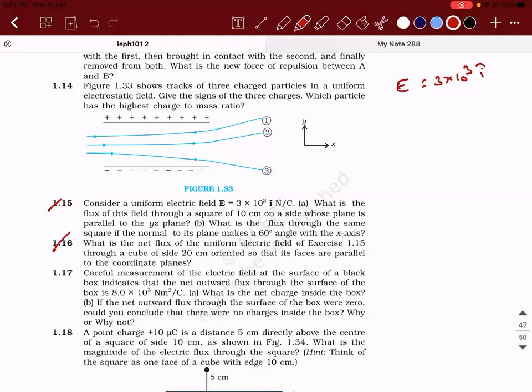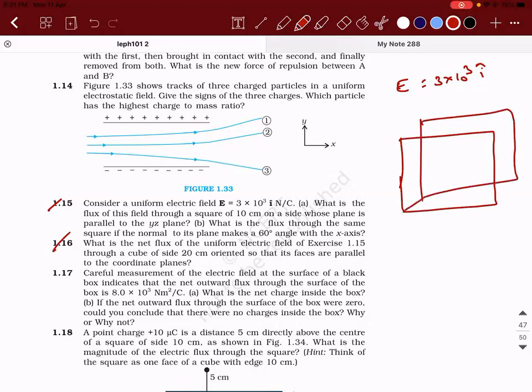What is the meaning of this? If I take a cube, I just took random things. The electric field is in this direction. So the first face and second face will have area vectors parallel and anti-parallel to the electric field. For the first surface, the area vector is this side, and for the second surface, the area vector is this side. Now, what is going to be the flux through the remaining four sides?